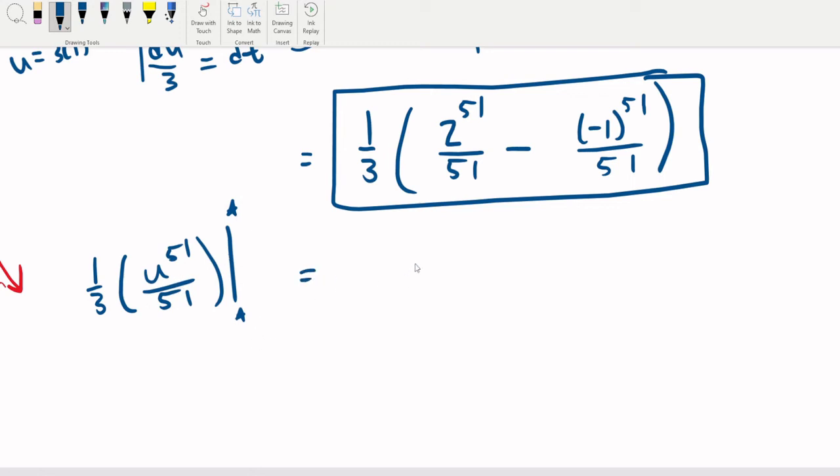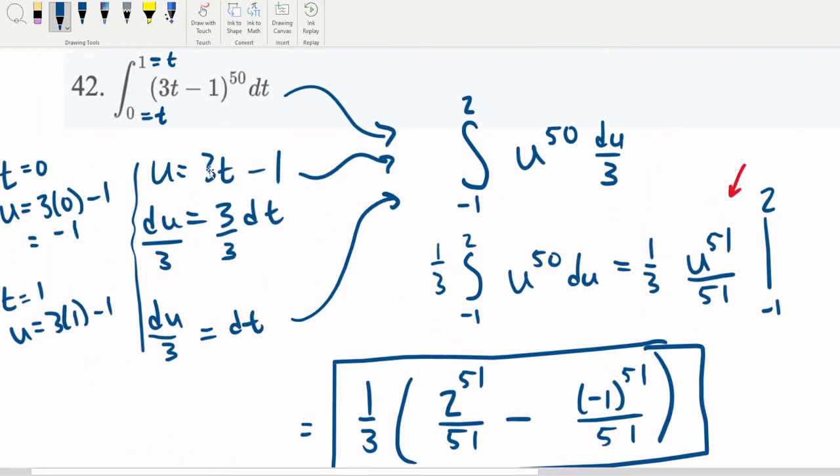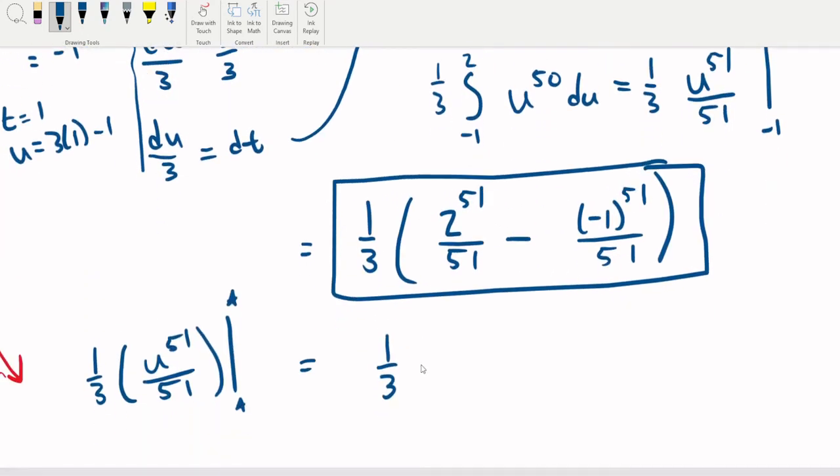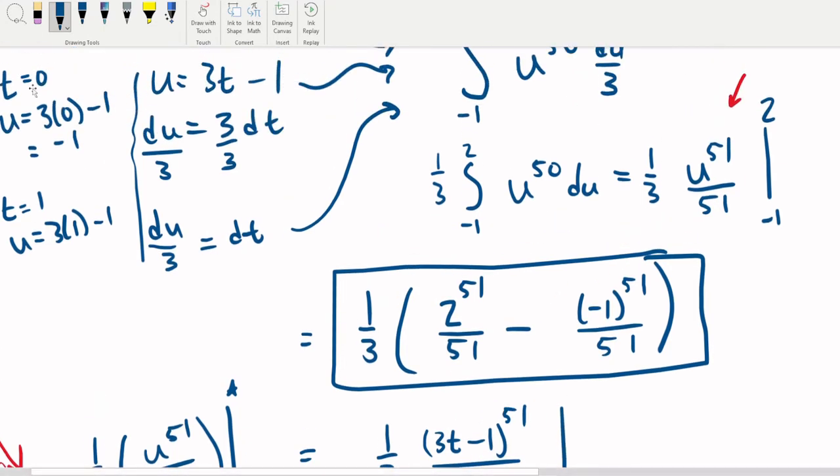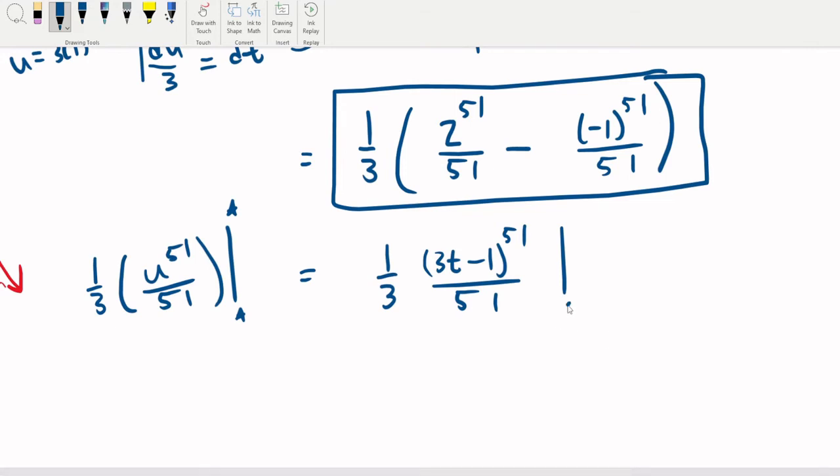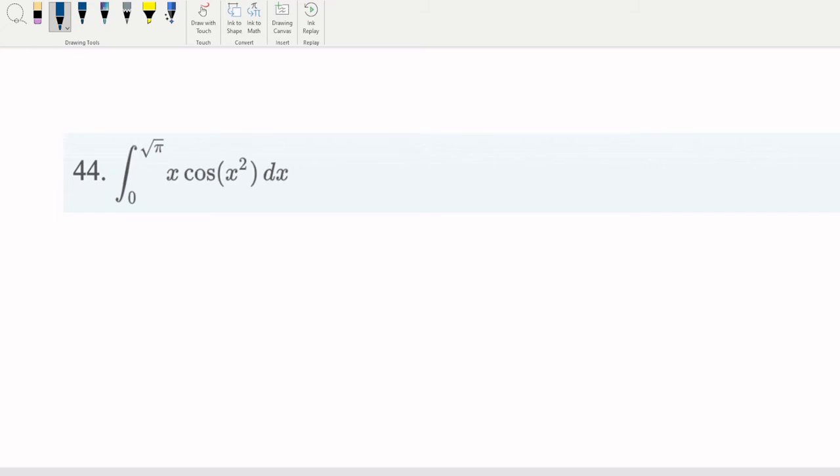Do the substitution. Well, actually, what was u? 3t minus 1. So really, this is 3t minus 1 to the 51 over 51, and that was from 0 to 1. Plug your 1 in, plug your 0 in, and you're going to get that. So do it either way, doesn't matter to me. All right, let's keep going here.